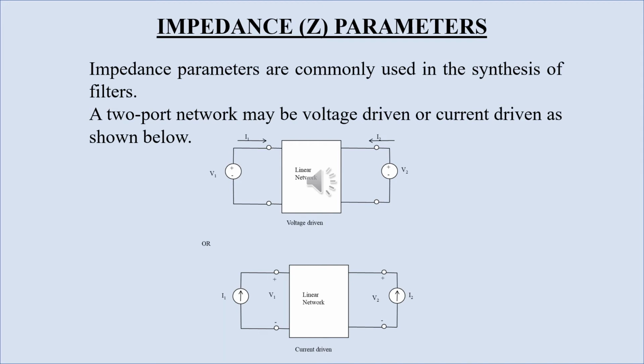Impedance parameters are commonly used in the design of a filter. Impedance parameter is also called Z parameter. The two-port network for impedance parameter may be voltage driven or current driven as shown on this slide. Also, the unit for the impedance parameter is ohms.